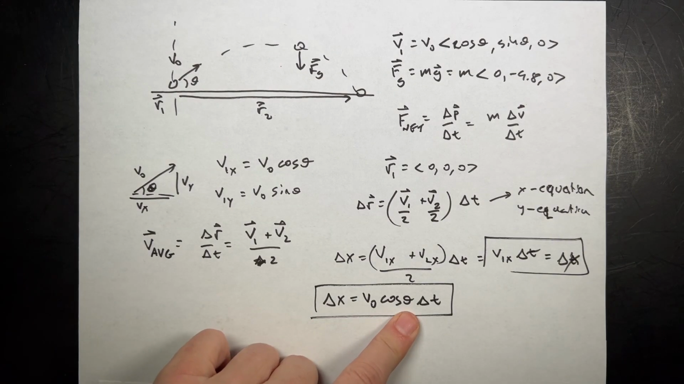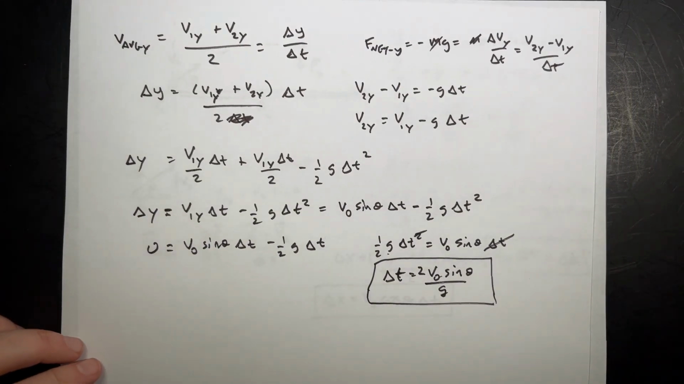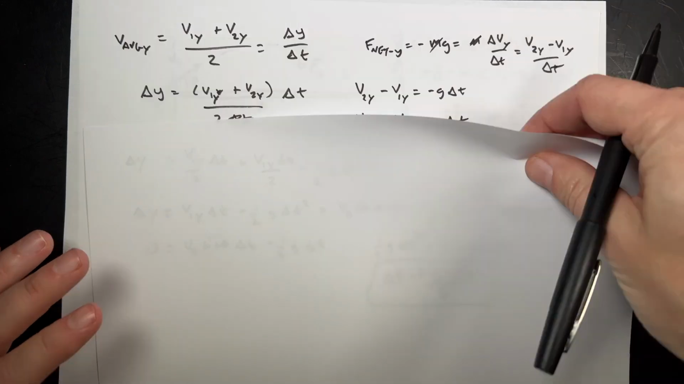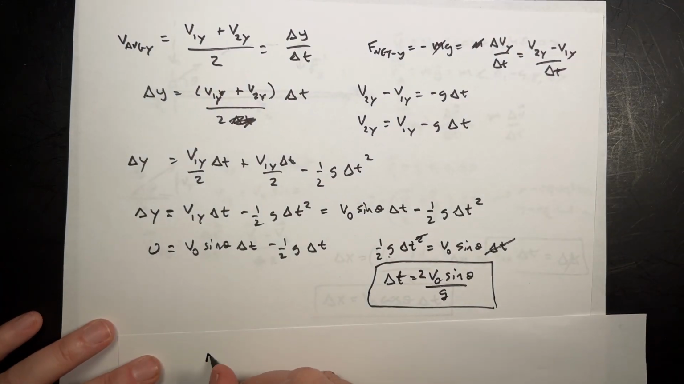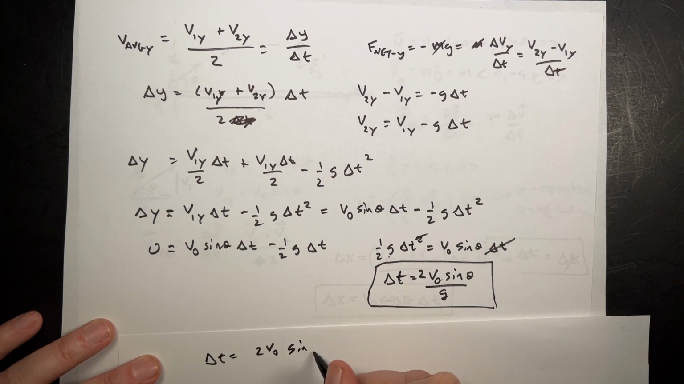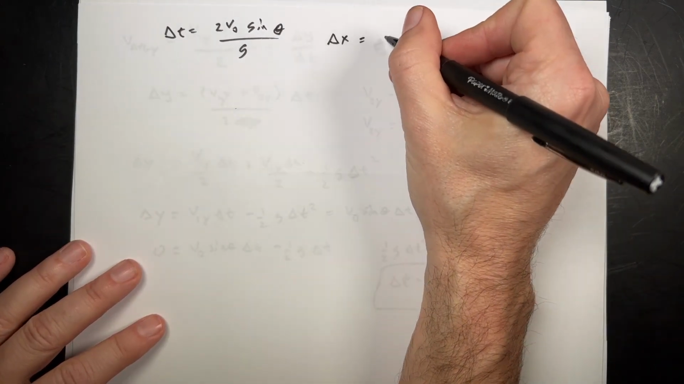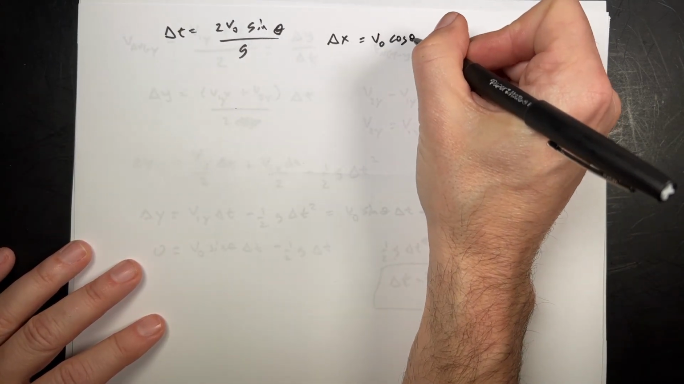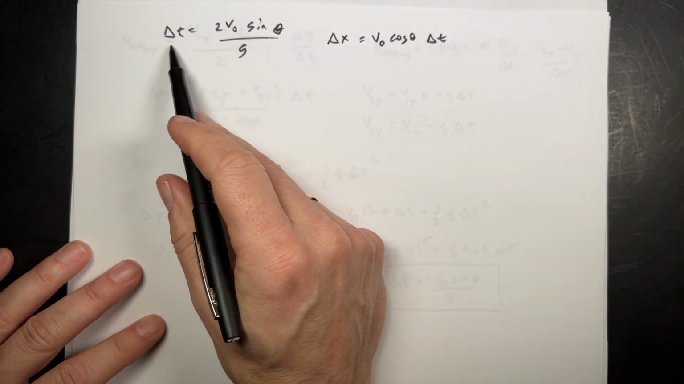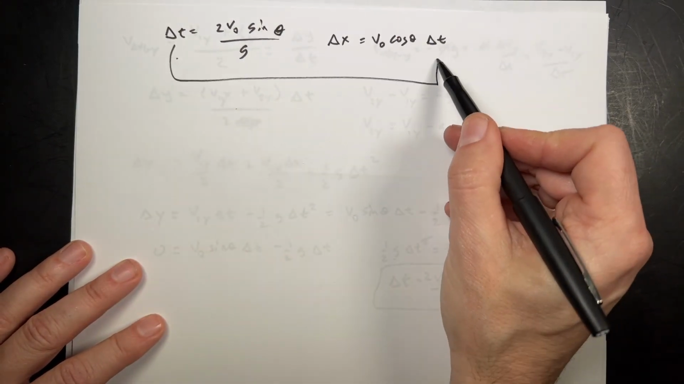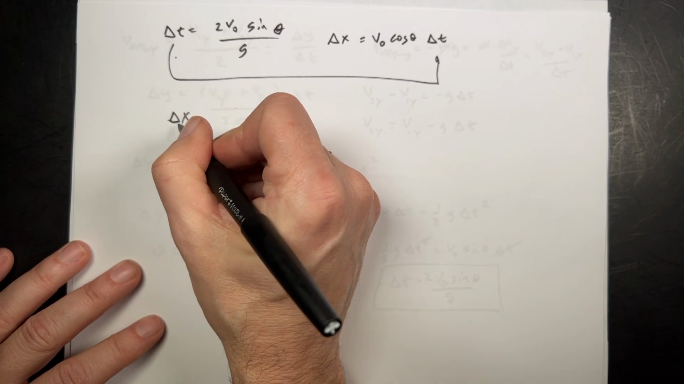So here's my x. I'm going to put in my expression for delta t. So let's start a new sheet of paper. Write down these two expressions. I have delta t is 2 v0 sine theta over g. And then I had delta x is v0 cosine theta delta t. So if I put this in right there, I get delta x, which is what I'm looking for.